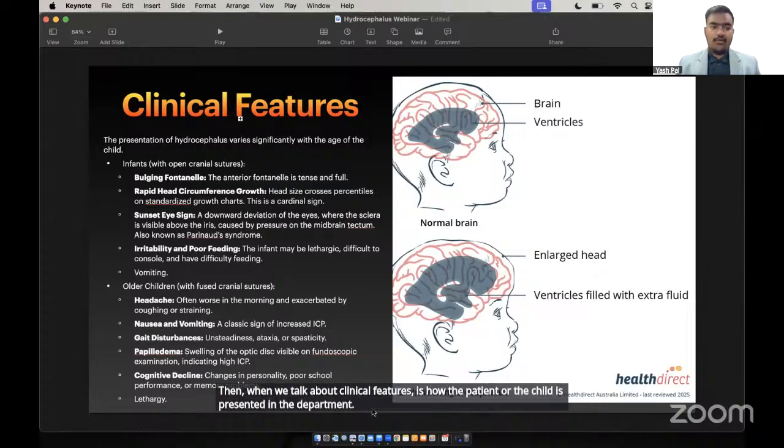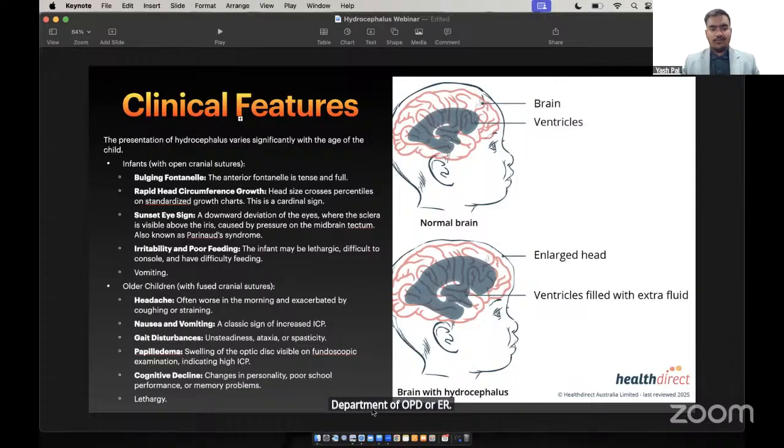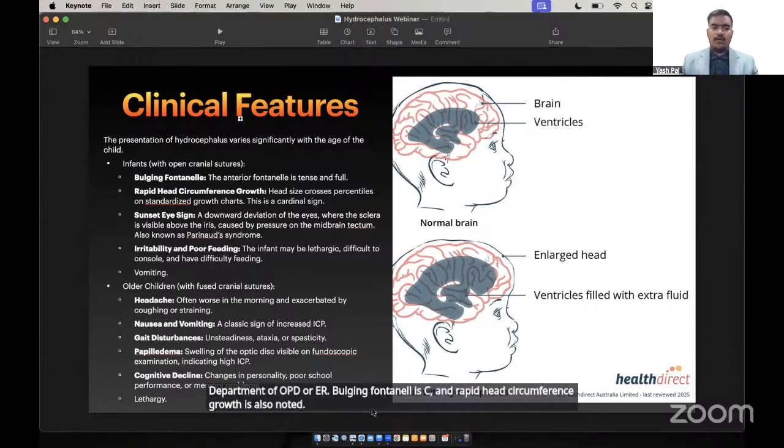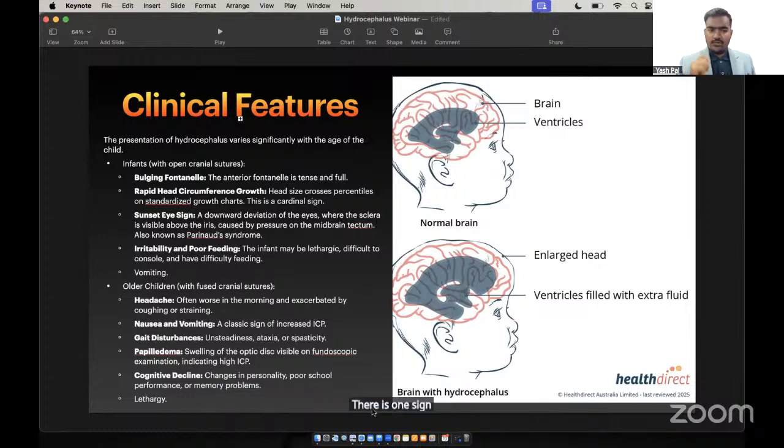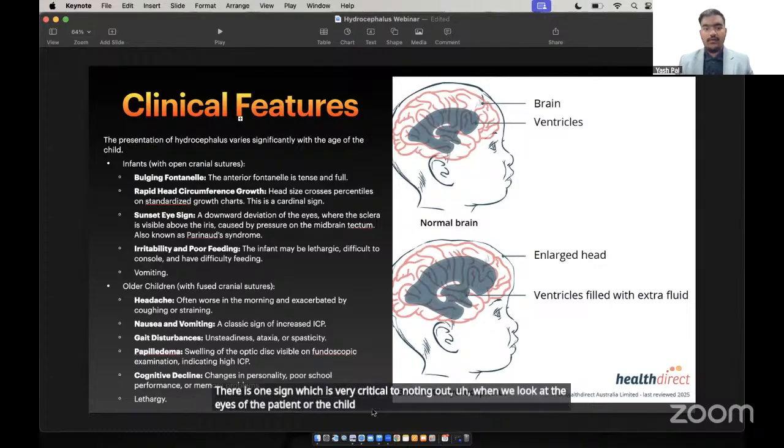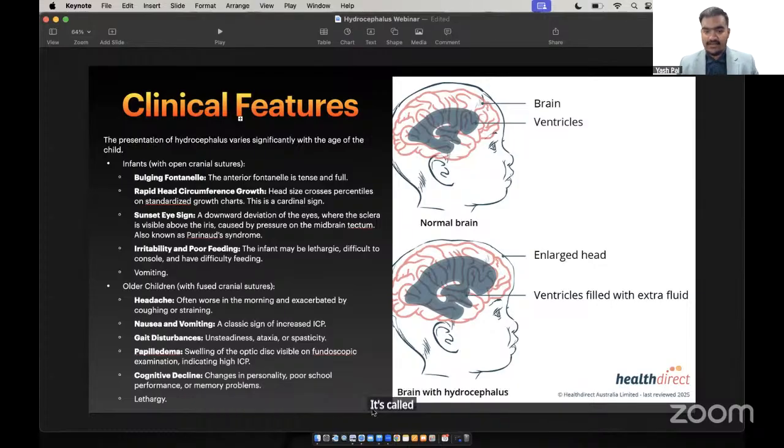Then when we talk about clinical features, it is how the patient or the child is presented in the department of OPD or ER. Bulging fontanelle is seen, and rapid head circumference growth is also noted. There is one sign which is very critical to note when we look at the eyes of the patient, or the child, in fact.